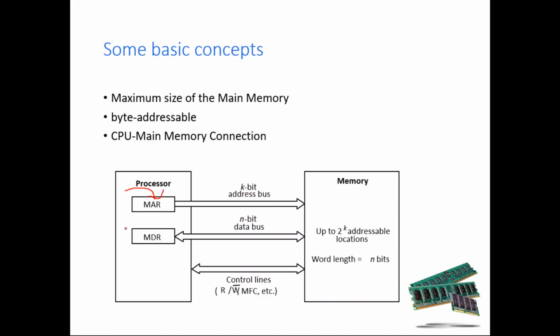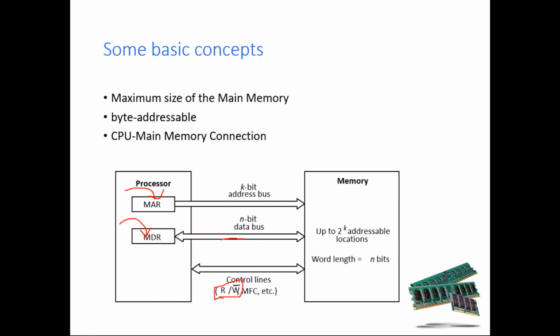And whatever data is to be written will be loaded into the MDR. Then it will create a write control signal. After a few cycles, the data given here will be written into the specific address. So for read and write, actually we have only one signal.